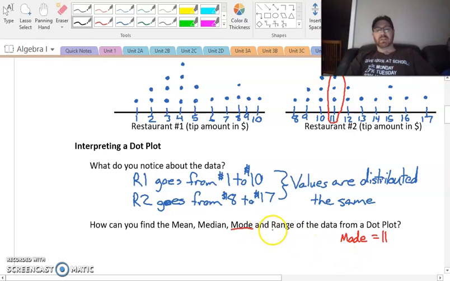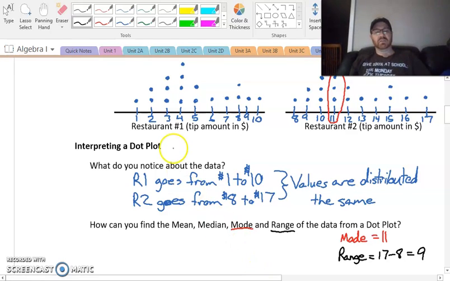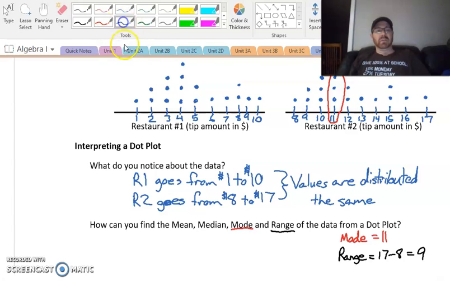Okay. The next one, I'm going to go ahead and find the range since that's also really easy to find. The range, if you recall, is the highest value, which in this case was $17, minus the lowest value, which is $8. So 17 minus 8 equals 9. So the range is $9. All the tips fell within that $9 range. We'll keep working backwards here.